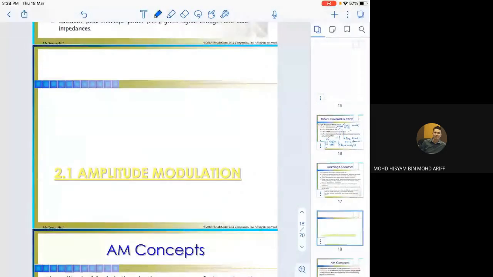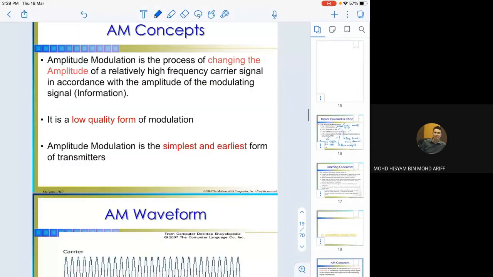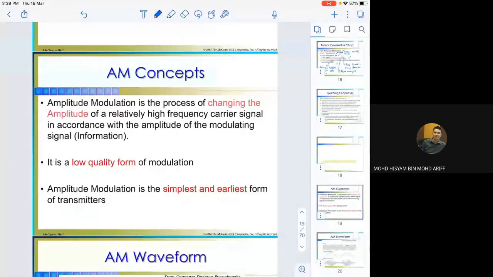Now we see the slide. AM concept. As I told you, amplitude modulation is the process of changing the amplitude of a relatively high frequency signal, the carrier, in accordance with the amplitude of the modulating signal, the information or input signal, which is actually low frequency.